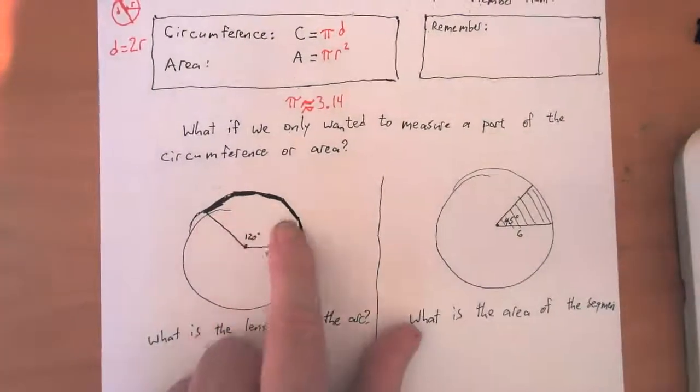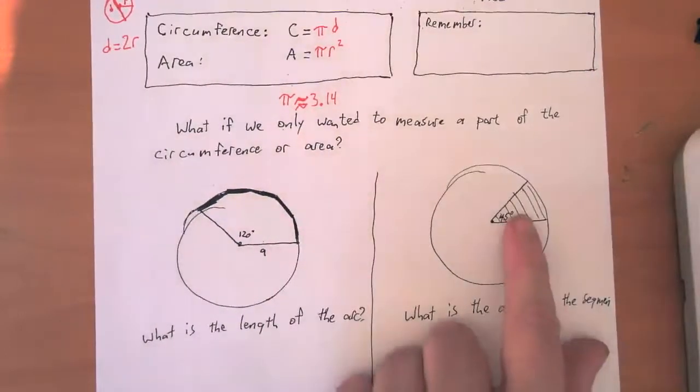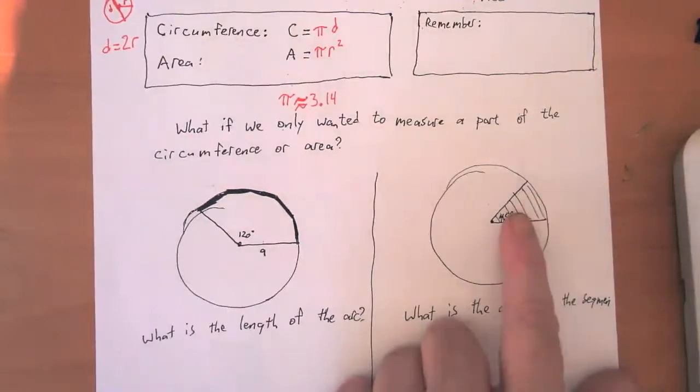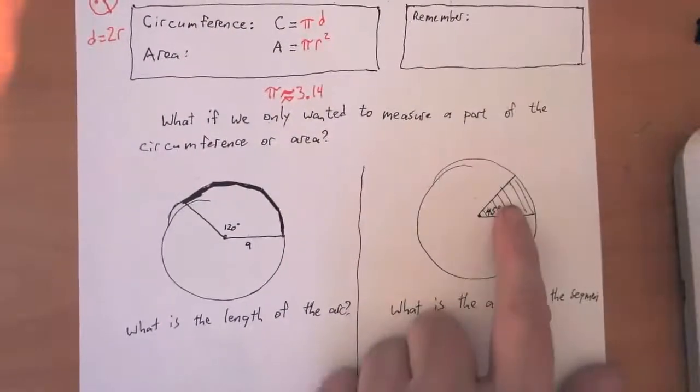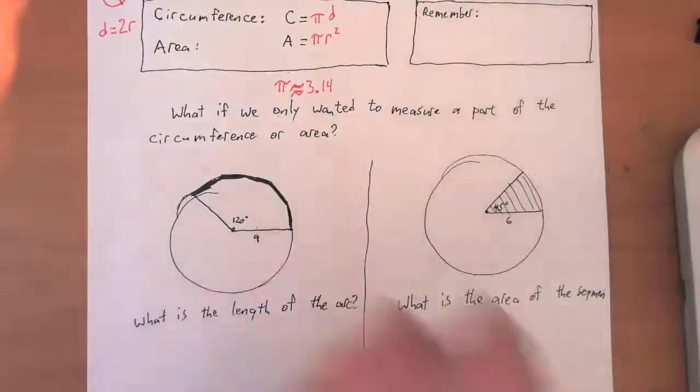So let's say we only had this part of the arc that we wanted to measure, or let's say we only had this sector. Looks like a slice, but the official term for this is a sector. So what is the area of this sector? And does it have something to do with the total circumference and total area?